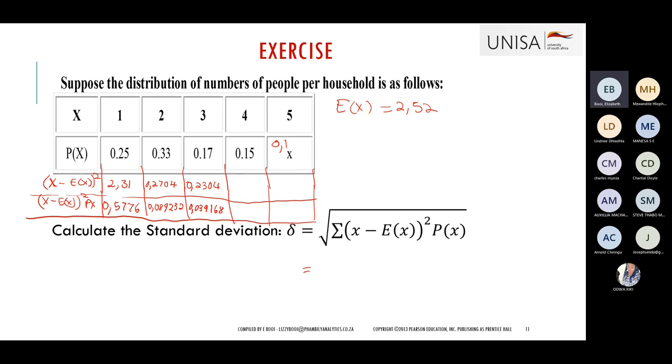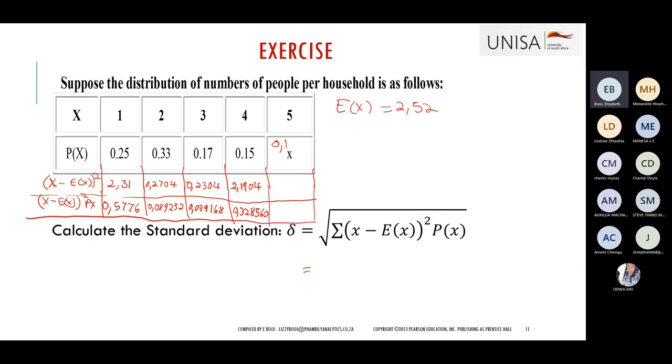4 minus 2.52 equal, take the square, equal 2.1904. Multiply that with the probability of 0.15 equals 0.328560.